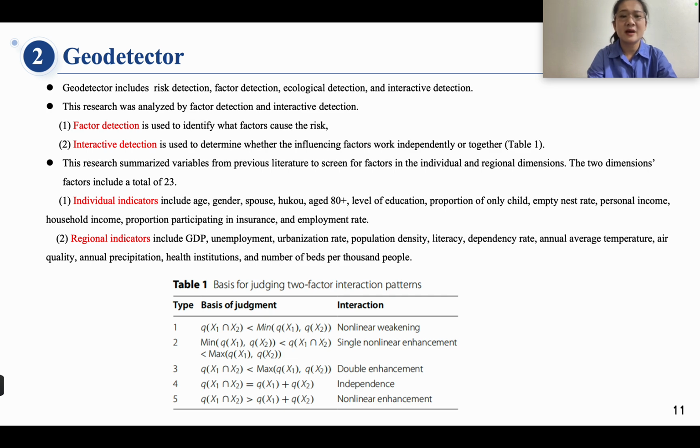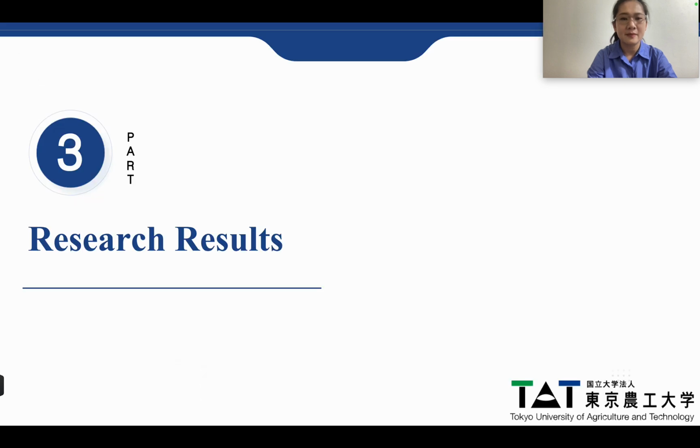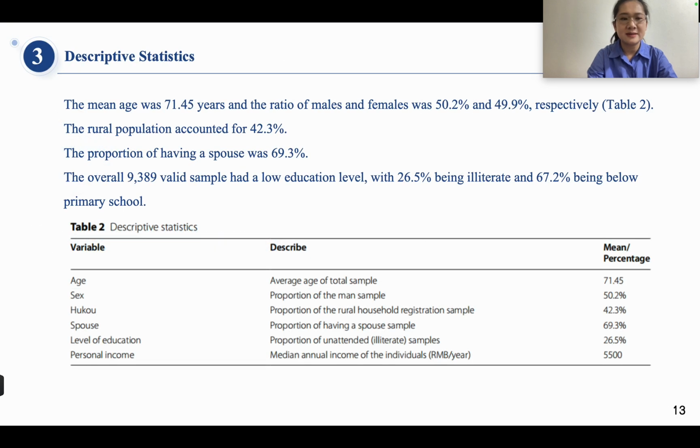Individual indicators include age, gender, months, level of education, proportion of only one child, and the regional indicators include GDP, unemployment, urbanization rate, population density, and so on. Let's see the research results. Descriptive statistics.